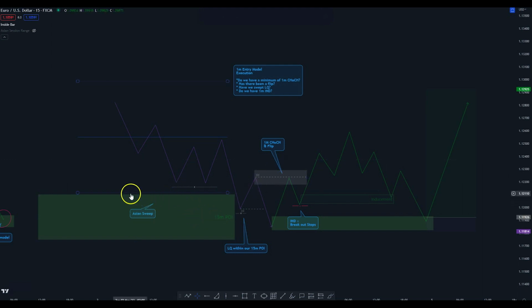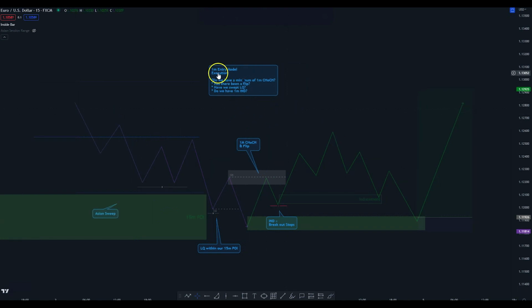Little additional cherry, the Asian sweep. We'd like to see this as well. So this would be the Asian market, and we'll come down around London, after 7 AM, London Open. If we start seeing this kind of price action, it's even extra juicier, but it's not a must. It's just an additional cherry.